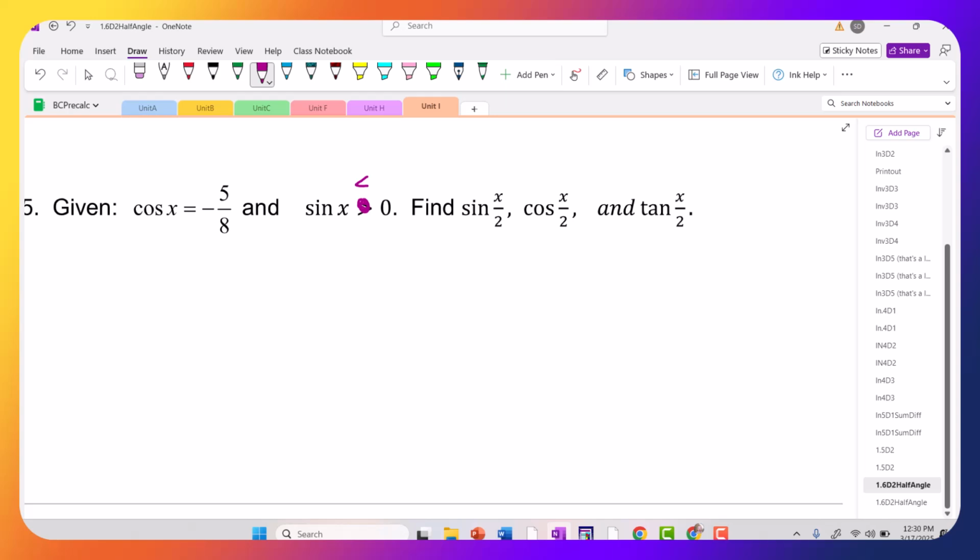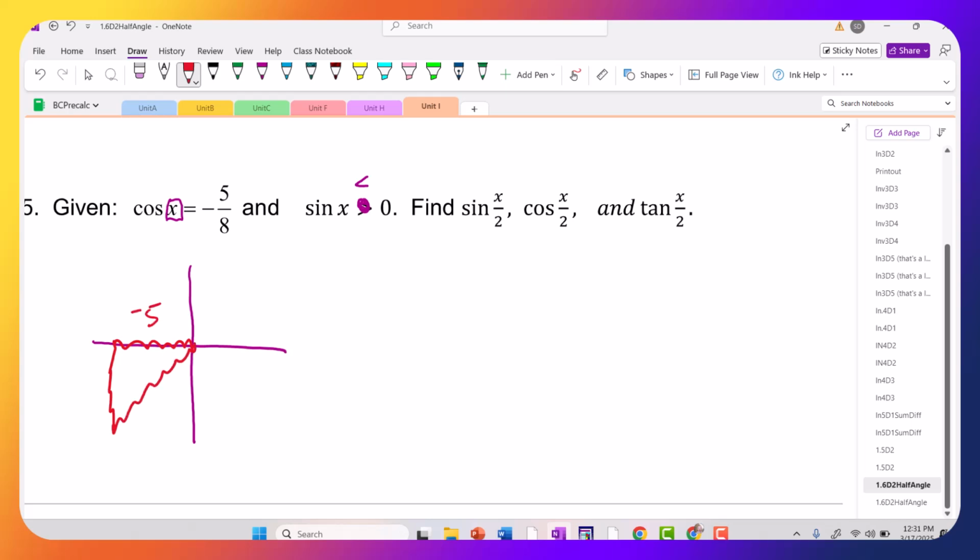So what quadrant is both? Oh wait, yeah, so 3. Oh no, never mind. Because what's half of 180? What's half of 270? This is what I want to have happen. All right, so what quadrant is x in? If both cosine and sine are negative, what quadrant? 3. All right, so cosine is negative 5/8.